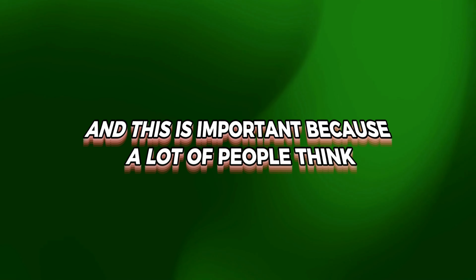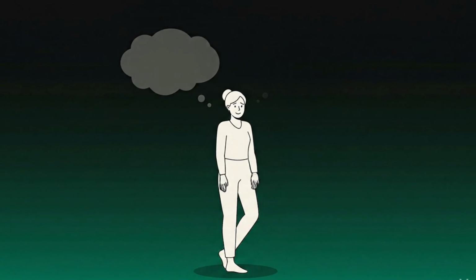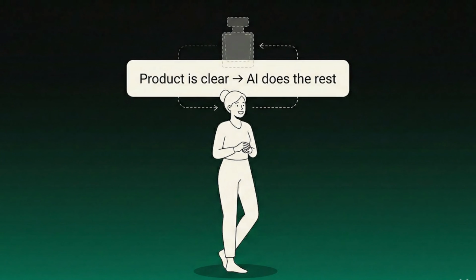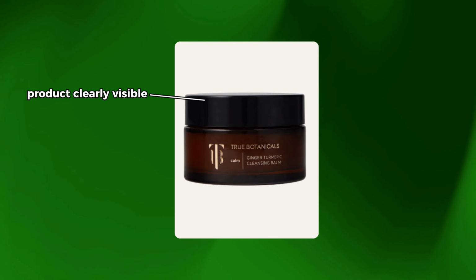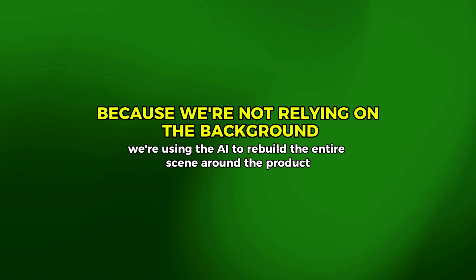And this is important because a lot of people think my product photo isn't professional enough. I need better lighting. I need a clean studio shot. You really don't. As long as your product is clear and visible, AI can do the rest. Before we go into the prompts and examples, I want to quickly clarify a few things so this makes sense. And once you understand this part, everything else becomes a lot easier. Ideally, you want the product clearly visible, the label readable, and a simple background, not too busy. But even if it's not perfect, it still works because we're not relying on the background. We're using the AI to rebuild the entire scene around the product.